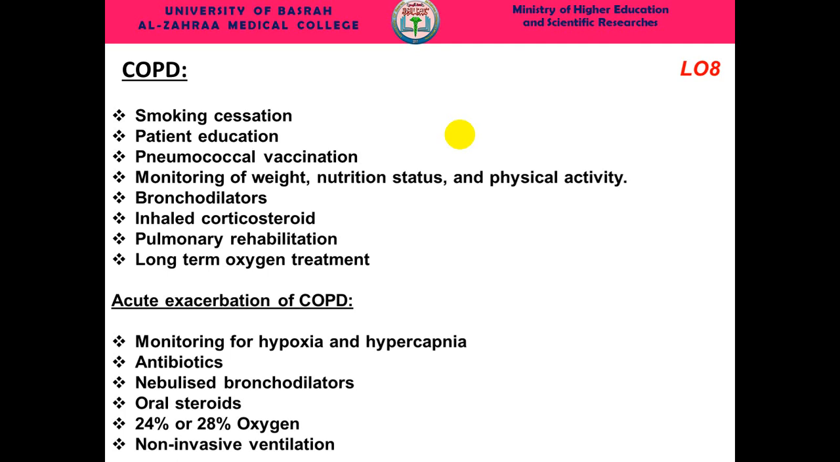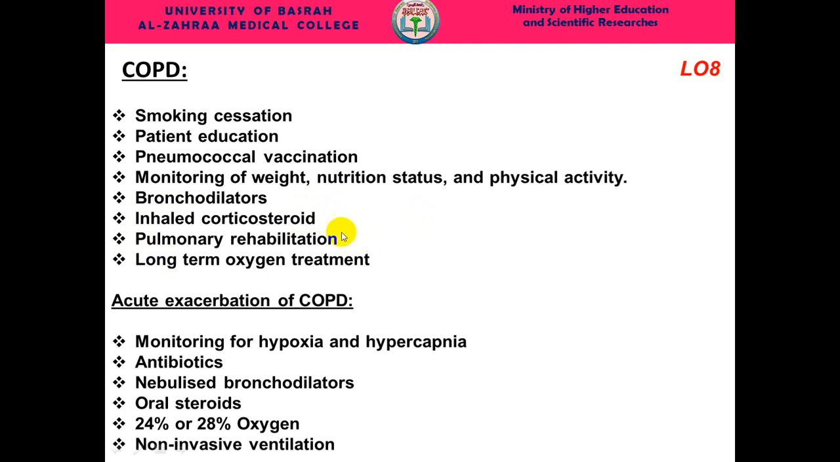Because of the nausea. The use of bronchodilators like beta-2 agonists or methylxanthines or muscarinic antagonists, like in asthma, is important. Inhaled corticosteroid plays a very important role because there is also inflammation in COPD, and we need anti-inflammatory treatment.